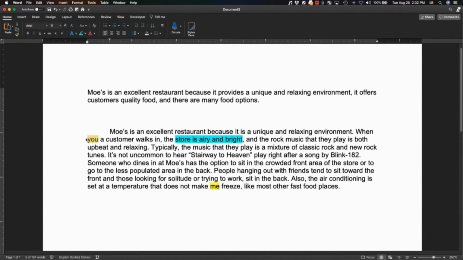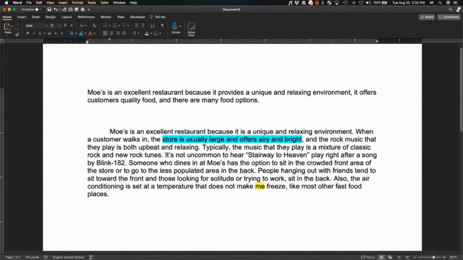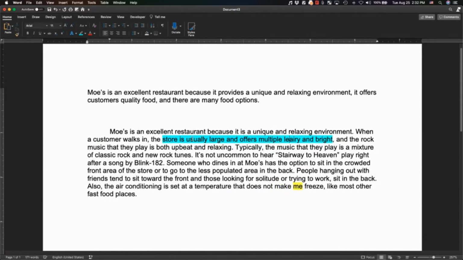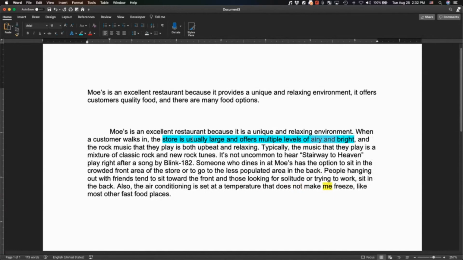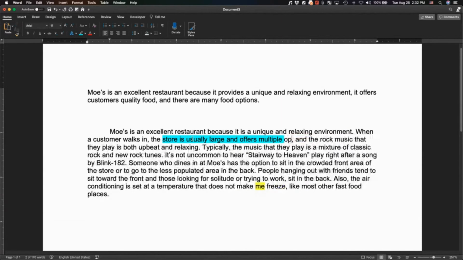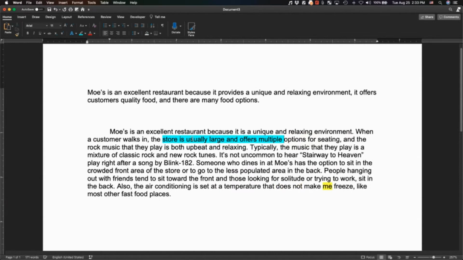I'm going to actually take out "you" here so that we don't get distracted by the highlight. So the store is usually large and offers multiple levels of, I don't like "levels," and say multiple options for seating. Okay. Now that we're addressing this, I'm going to get rid of that highlight.